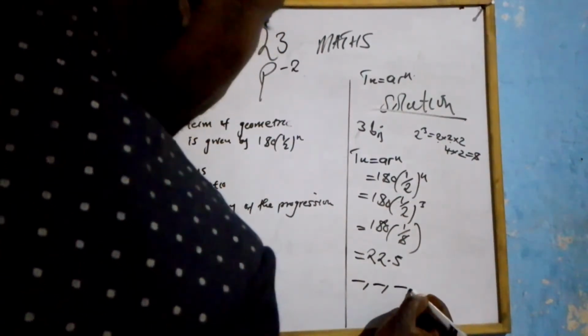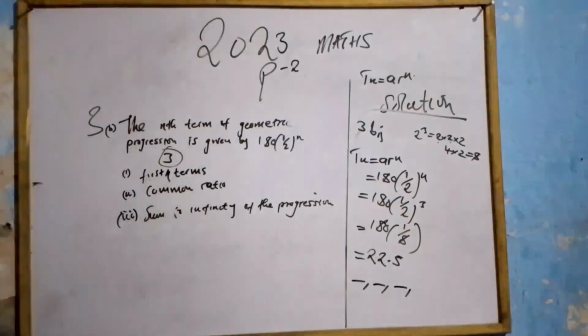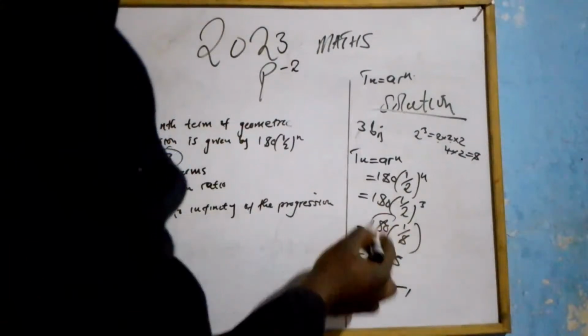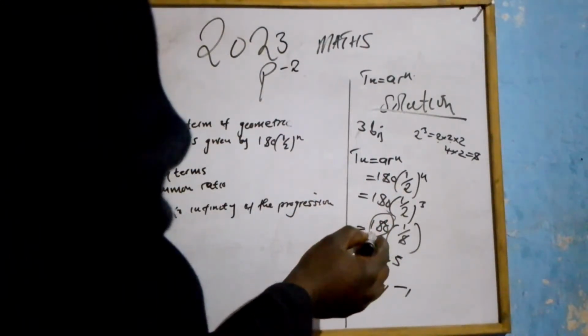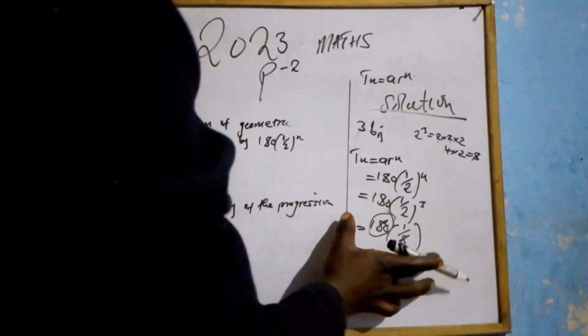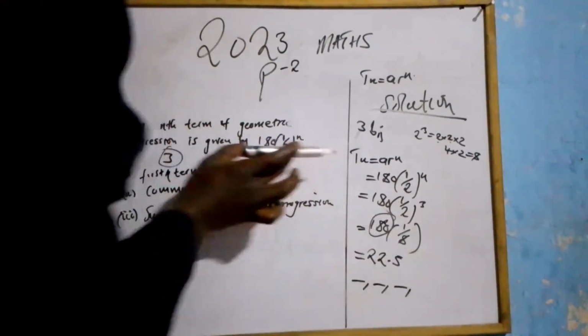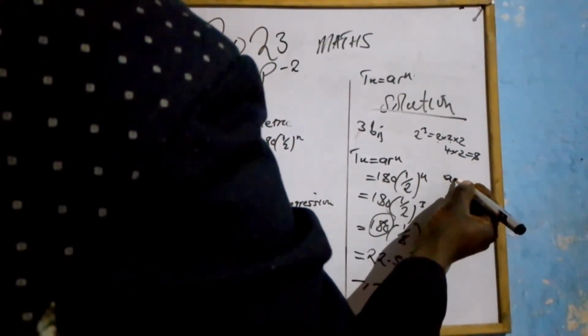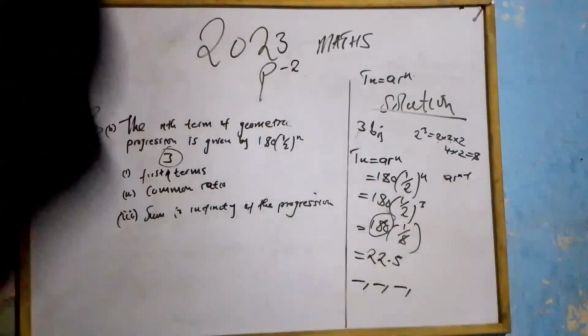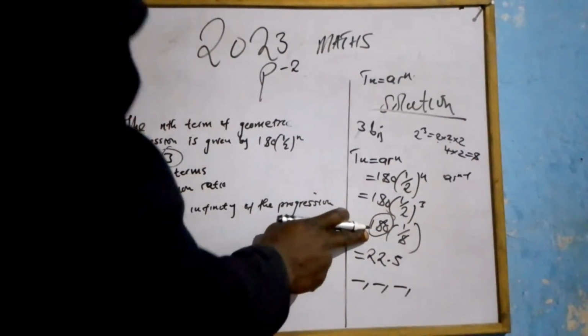So for us to find the first term here, this is not the first term, because this is just a formula which has been given from this question. It is not like A R power n minus 1. Don't get confused, this one does not give the first term directly.